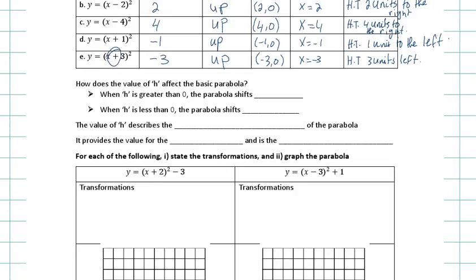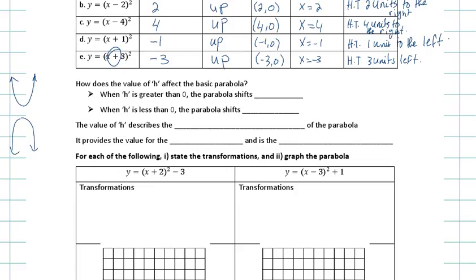How does the value of h affect the basic parabola? Okay, parabola is what? What does the word parabola mean? It's the shape of the graph, right? The shape of the graph is like this, or like this. It's called a parabola. That's the name of it, okay?